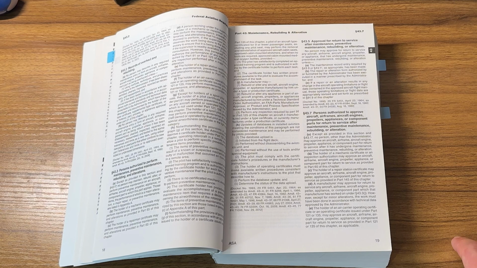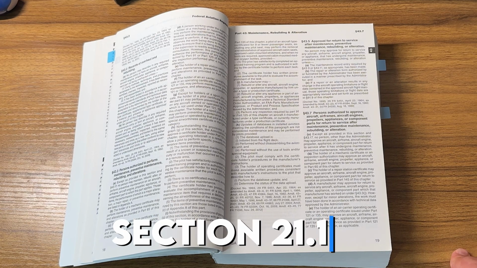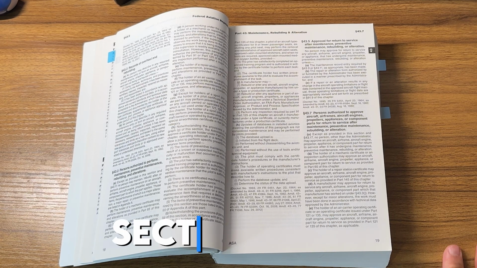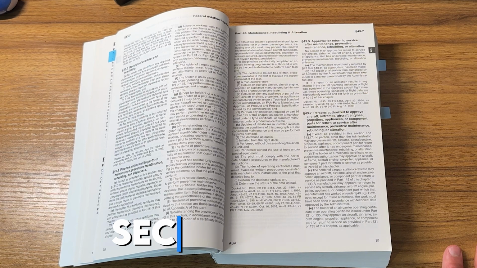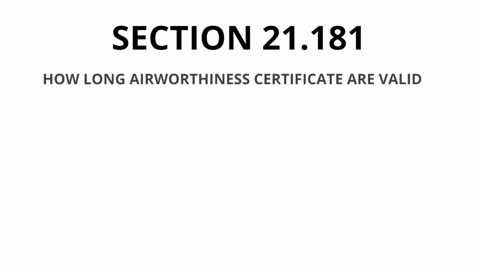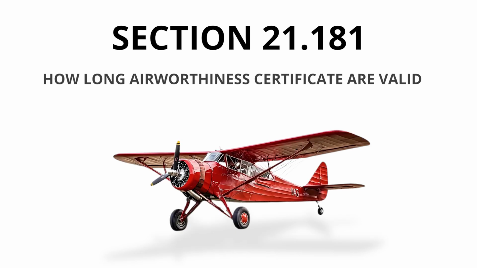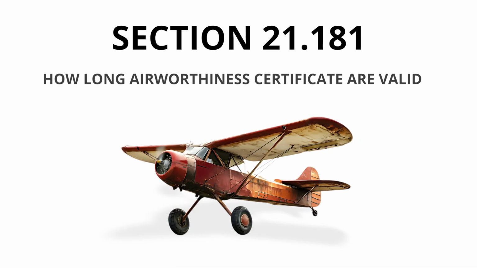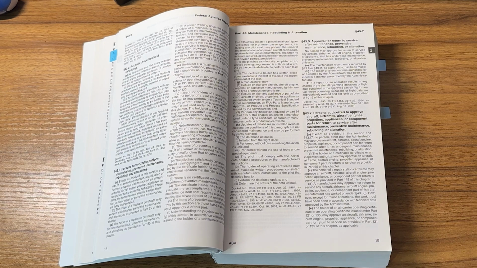These 3 regulations are Section 21.181, Section 21.190, and Section 39.3. Section 21.181 describes how long airworthiness certificates are valid, and it is basically when it is issued, which is once it is approved for one, and until it is no longer safe to fly, which can mean forever or until the certification was written by the certifier to expire, like in the case of a special flight permit or an experimental certificate.